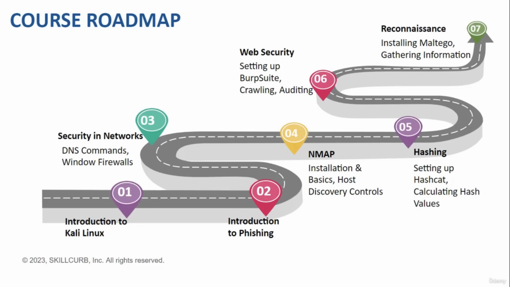Now let's quickly discuss the roadmap that we follow in this course, like what exactly we will be learning. So we have 7 sections. The first one is Introduction to Kali Linux, where we learn how to set up and run the Kali Linux operating system. Second, we will learn about what is phishing and how does it work.